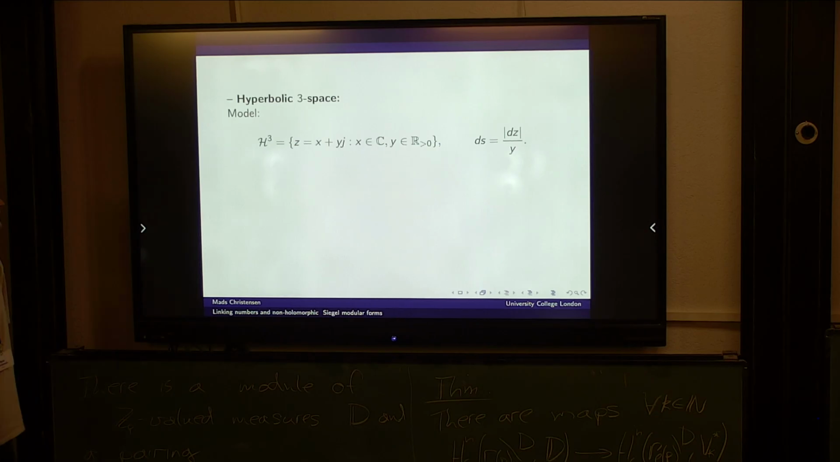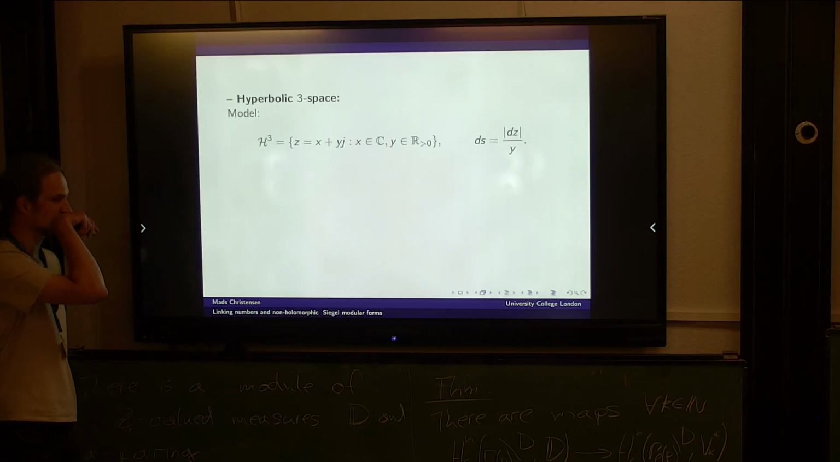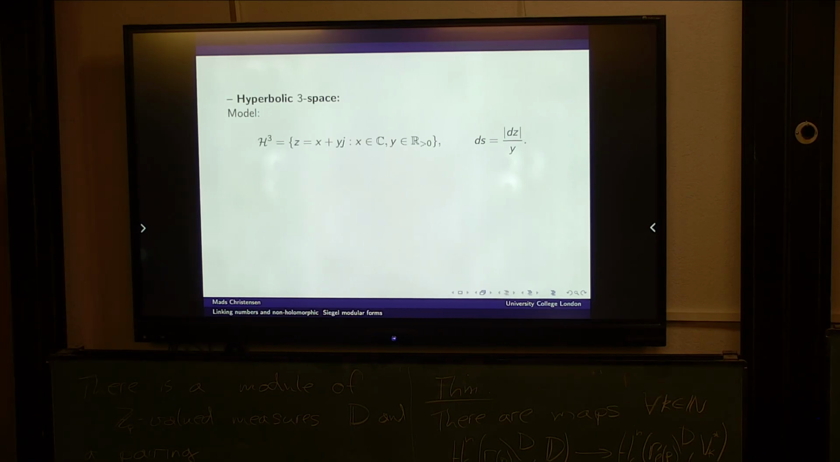The model for this is the set of x plus yj, where x is complex and y is a positive real number. And there's this metric on it here. If this is unfamiliar to you, you can also try to generalize to H^n, and then you can take n to be 2. Actually everything I'll say also works in this setting, but I'm just going to focus on H^3 here.